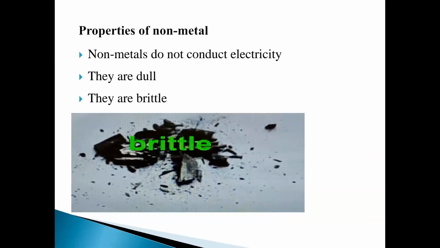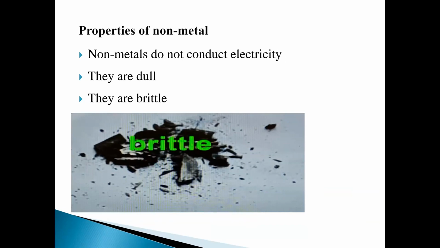Let's go on. This one's not too much. So, properties of non-metals. We all know this. Non-metals do not conduct electricity. They are dull. Some of them you don't see, we only smell. They are brittle, they break easily, right? When you just throw it away, it just breaks immediately like it's glass.